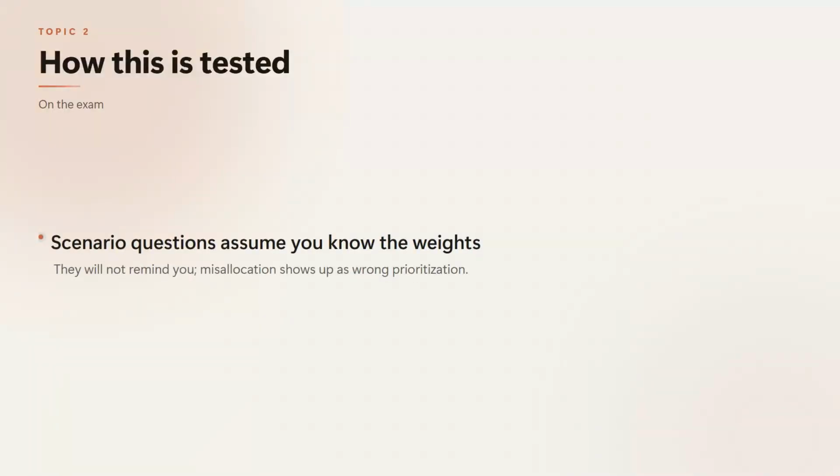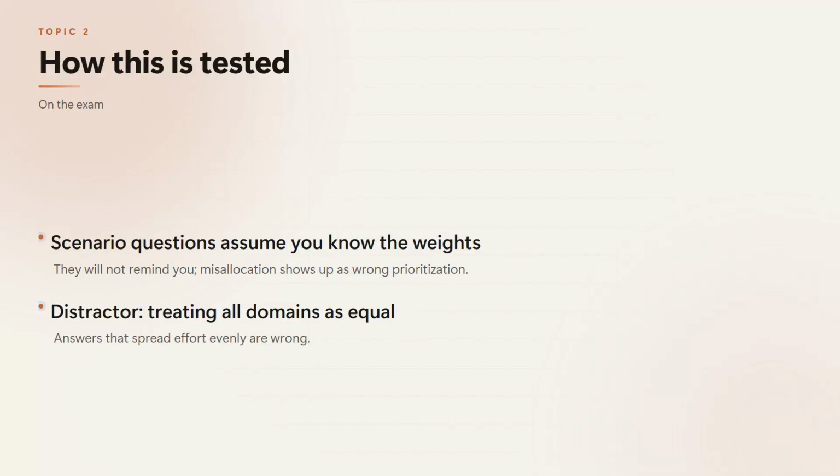This is tested indirectly. Scenario questions will present trade-offs that assume you know D1 carries more weight. The distractor is treating all domains as equal: answers that suggest spending the same time on each are wrong, and they are tempting because they feel fair. The exam rewards the architect who can prioritize ruthlessly, not the one who tries to be nice to every topic.